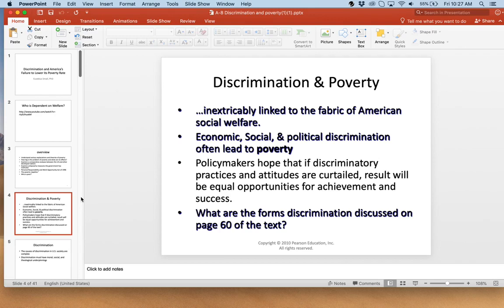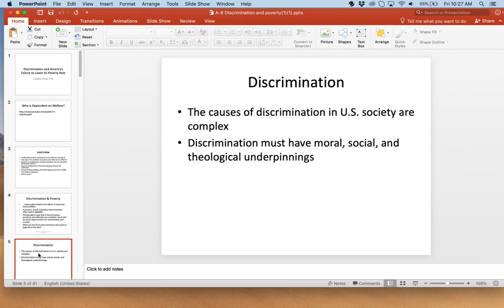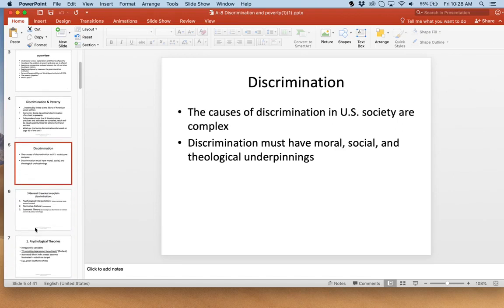Look at page 6 of your text and see what types of discrimination the text discusses. So, discrimination in US society is a very complex thing. But we know very well that discrimination has moral, it has social, it has theological underpinnings. Think about how those things play around.